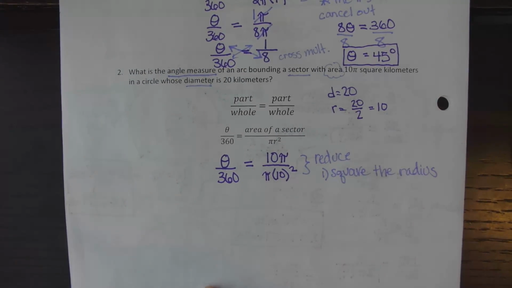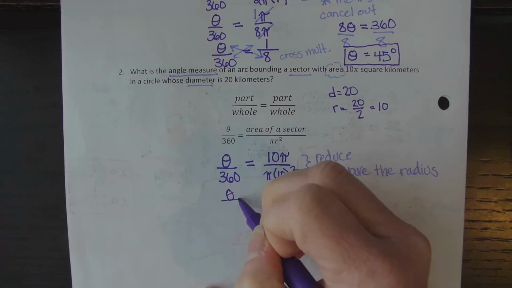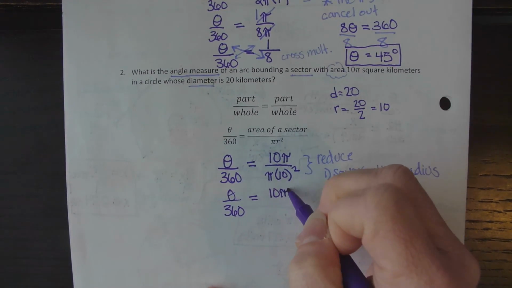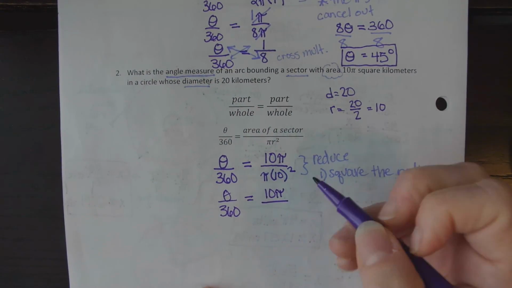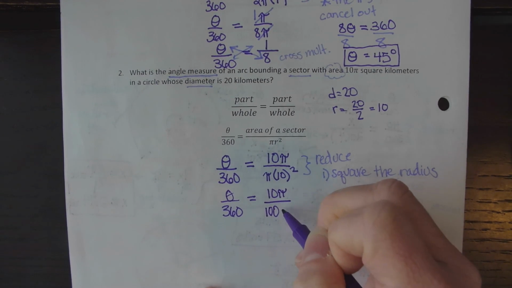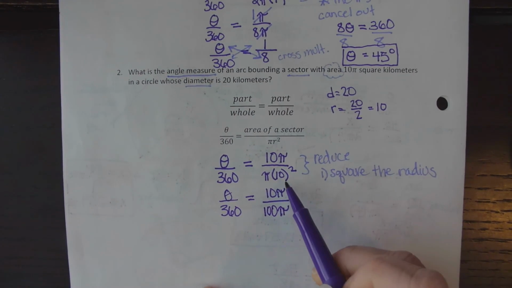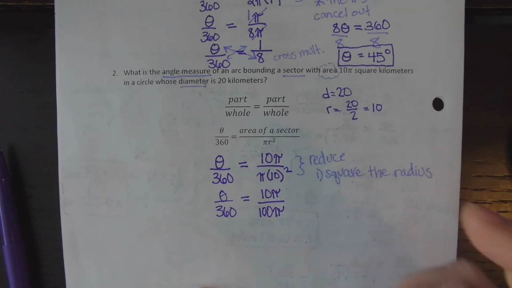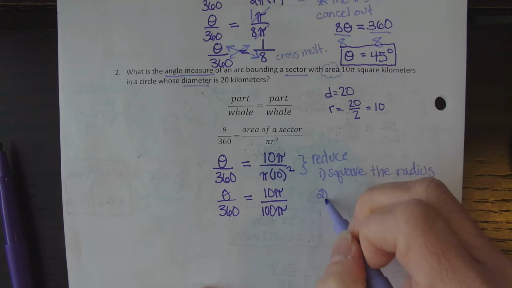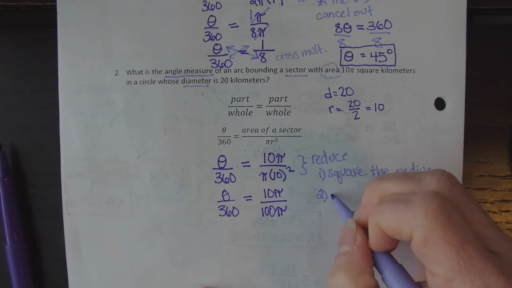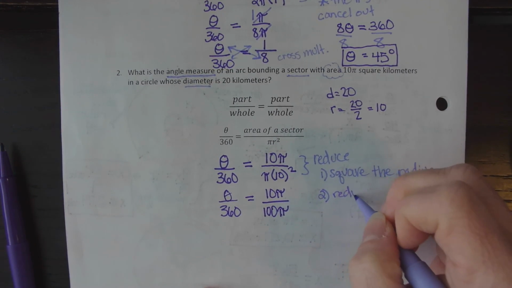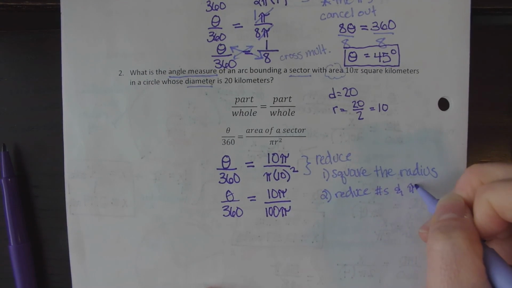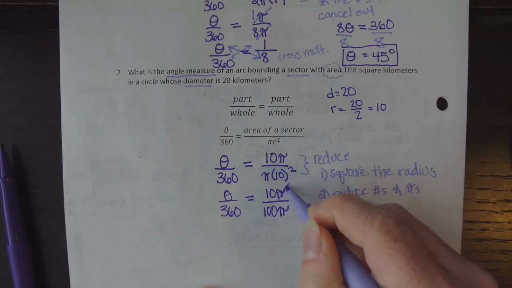All right, so the left side stays the same. Theta over 360 is equal to 10 pi. Well, what is 10 times 10? 10 times 10 is 100. So 100 pi. A number goes in front of the pi symbol. All right, we still can reduce here. And then we're going to reduce the numbers and the pi's. The pi's cancel out.